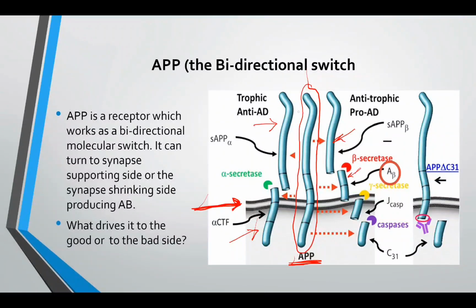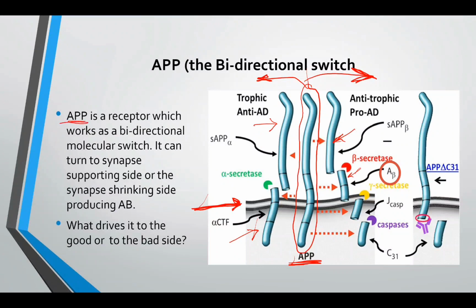So if it cuts into these 2 pieces, this is a message to the cells of the brain to grow connections and become vital and happy. However, if it cuts into 4 sections, this is a message to the cell to die and for the synapses and the connections to shrink. So this receptor is like a switch. If it turns to this side, the bad side, the brain cells will die and the connections will shrink. And if it turns to this side, the brain cells will become vital and the connections become rich and stronger.